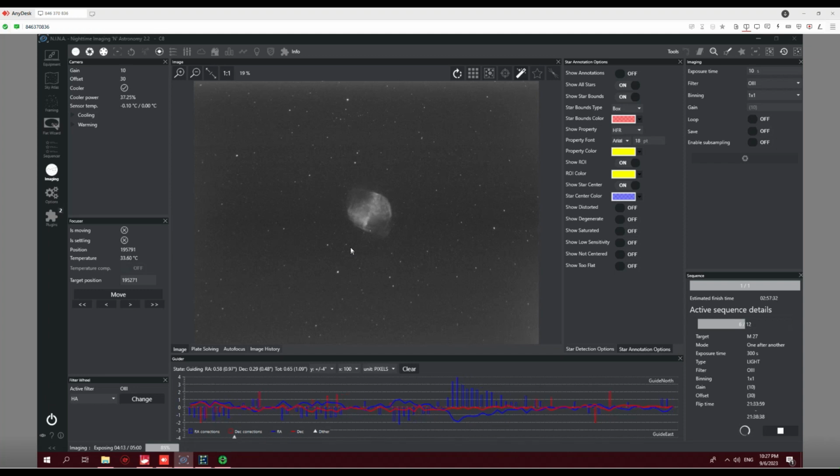So I will see you guys a little bit later when this goes on a little bit more. I'm going to talk a little bit about the nebula itself. So I'll see you guys later.